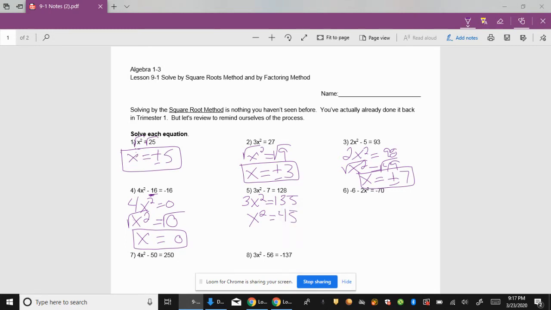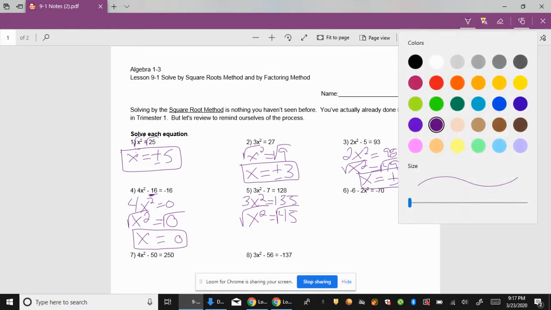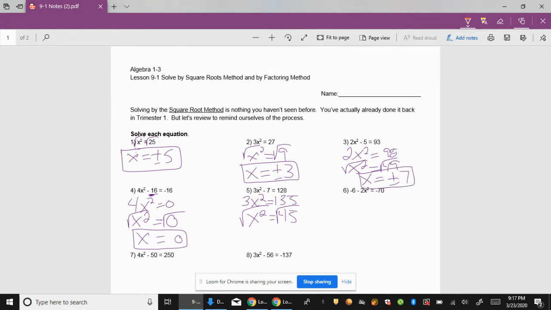We get 45. Now, when I go to square root both sides, I've got a problem: 45 is not a perfect square, meaning I can't take the square root of it and get a whole number. So what's going to happen is I need to break down that square root. I need to find the biggest perfect square that goes into 45. And again, you guys did this first trimester, but it has been a little bit.